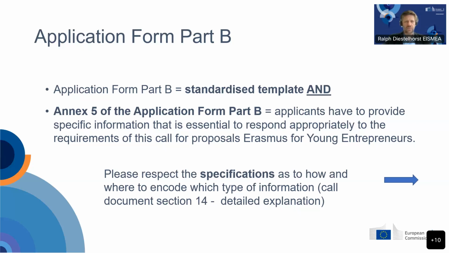This is the Annex 5, which is available on the website of the EISMEA, of our agency. It's only available there, no one else. Don't look for it at the funding portal. Go to the website of EISMEA, to this very call, and you find it further below when you scroll down under the section Documents. And this is, again, to say that therein you provide some core information that are related to the nature of Erasmus for Young Entrepreneurs. Please respect the specifications as to how and where to encode which type of information. Let's go to the next slide.